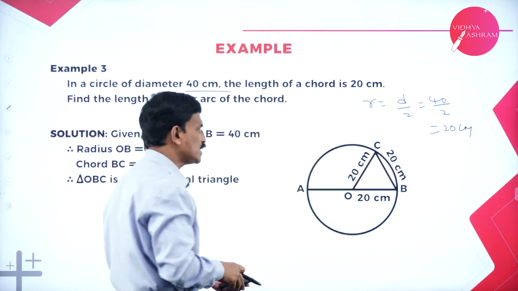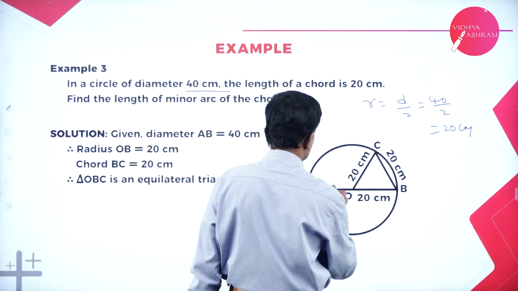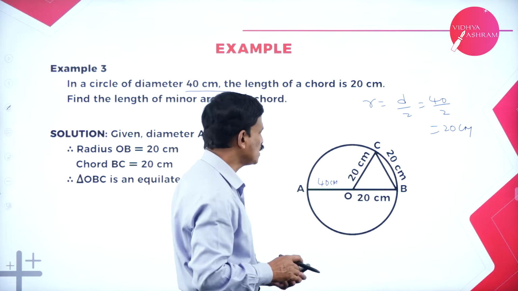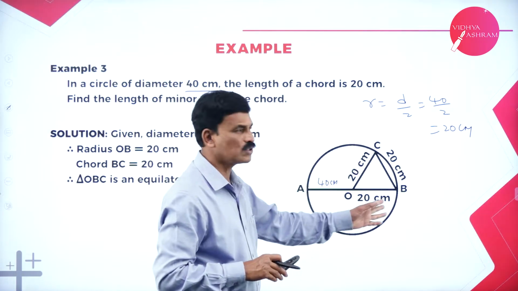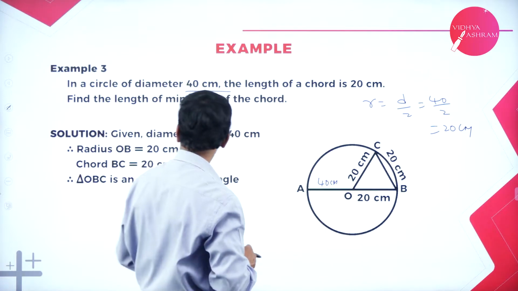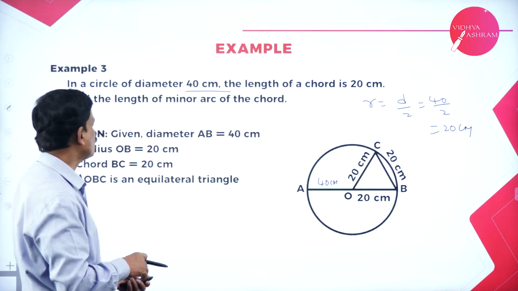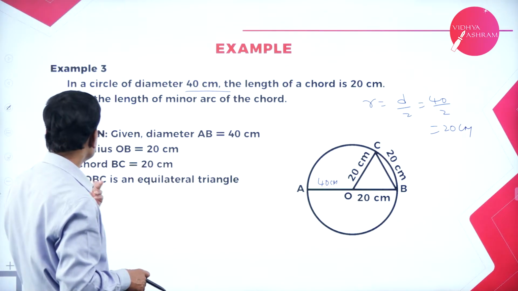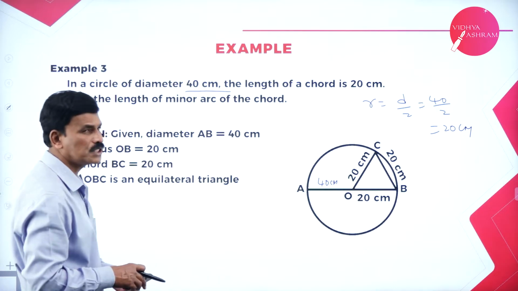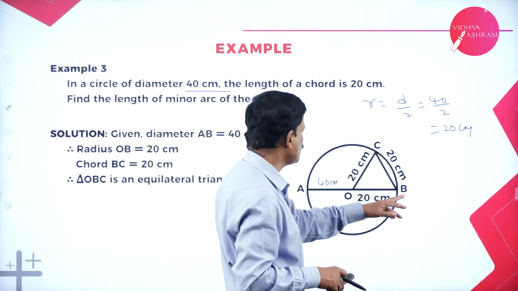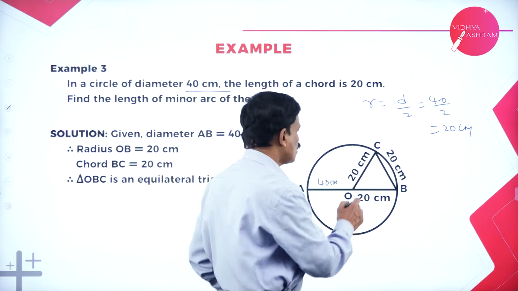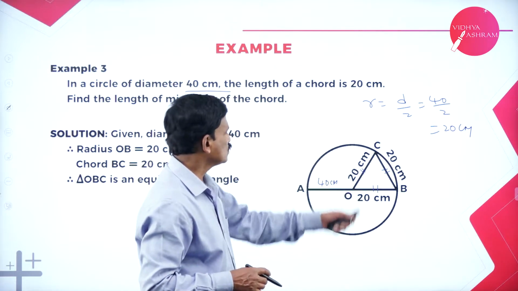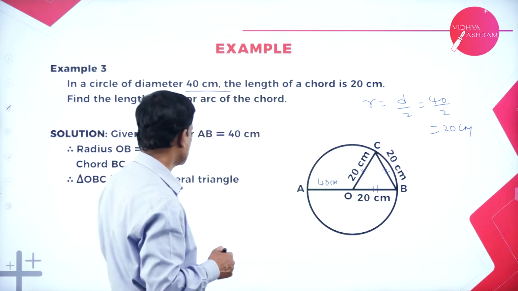Let us construct a diagram. AB is the diameter of 40 centimeters, and if we divide by 2 we get OB equal to OC equal to 20 centimeters. Given diameter AB is 40 centimeters, therefore the radius OB is 20 centimeters, and the chord BC is also equal to 20 centimeters. Since OB, OC and BC are equal, OBC is an equilateral triangle.